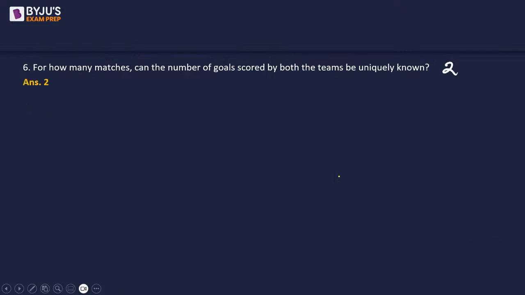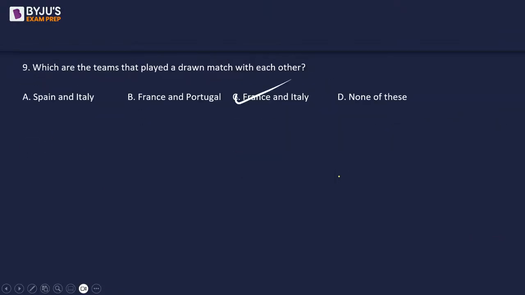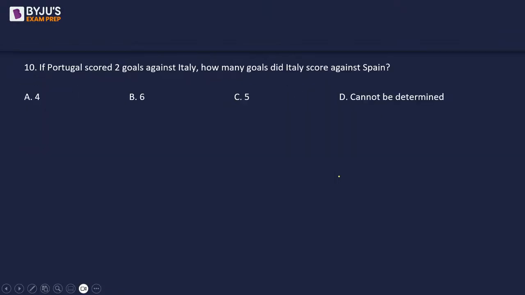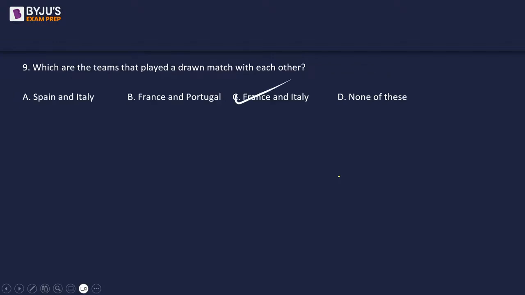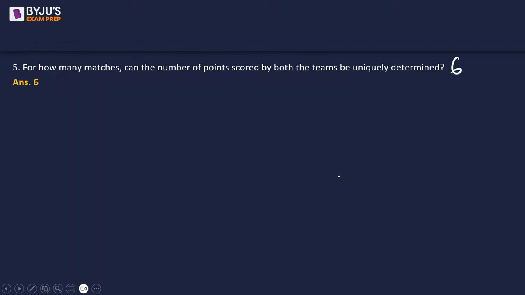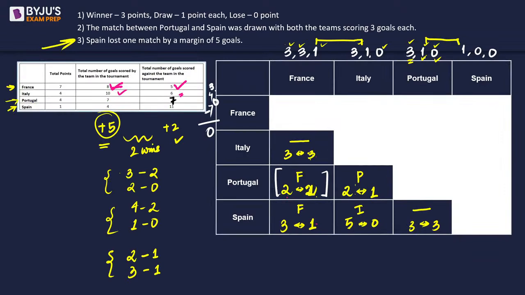ठीक है, खैर let's read further. How many goals did Italy score against Spain? So Italy against Spain. Okay, so we will have to follow it through. तो ये 3-3 हटा रहे हैं, ये 2-1 था. वो Italy against Spain, wasn't this one fixed कि 5-0 ही होना चाहिए था?